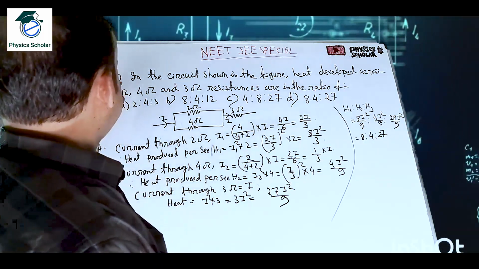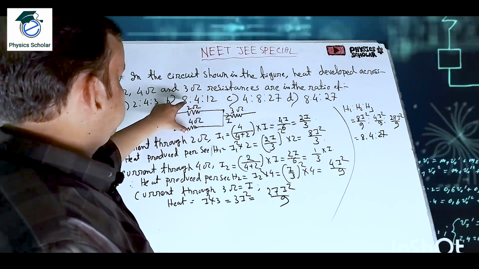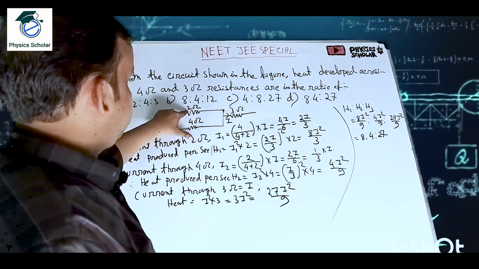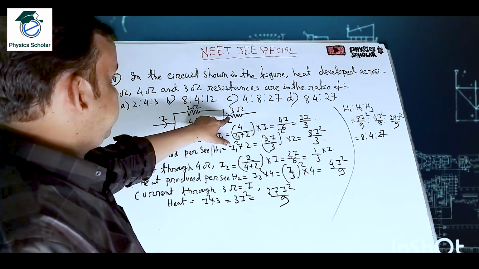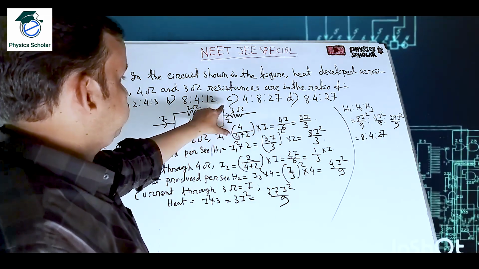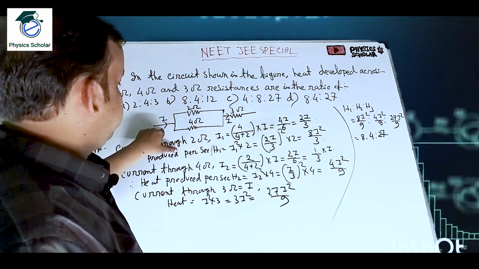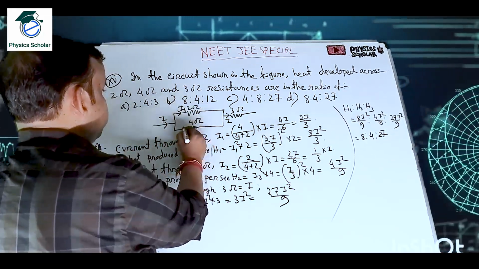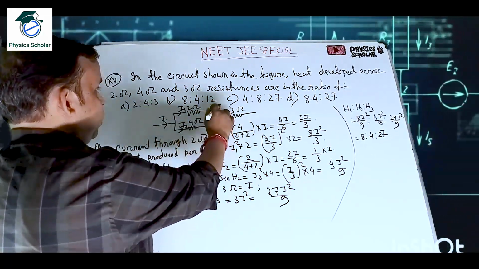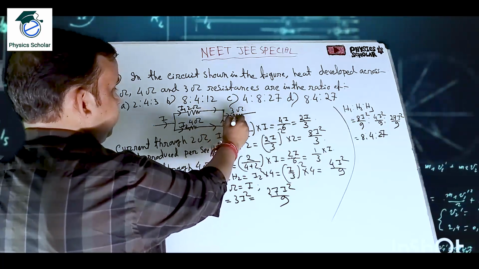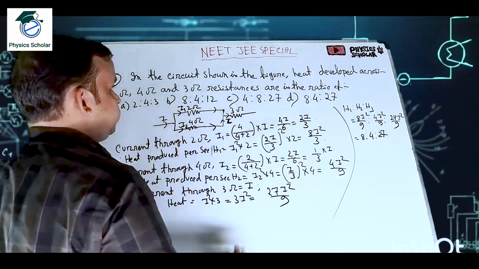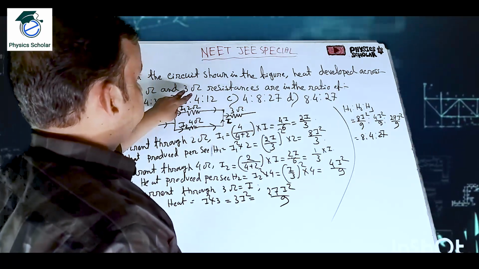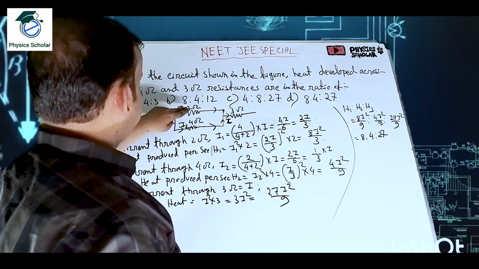Clear? So what is that? In the circuit shown in the figure, 2 ohms and 4 ohms are connected in parallel and 3 ohms is connected in series with them. The current entering the circuit is I. Suppose this will be I1 and this will be I2. Clear? These two will join over here, and the main current again will be I through the 3 ohm resistor.